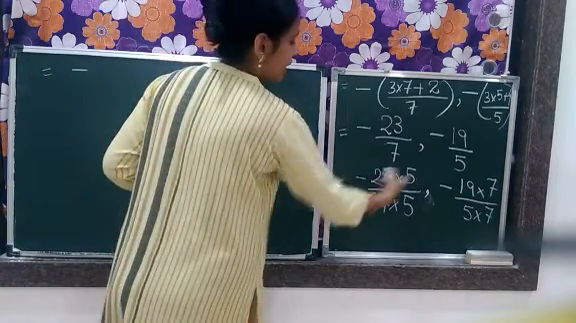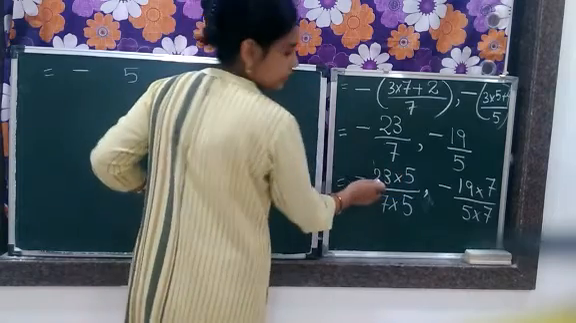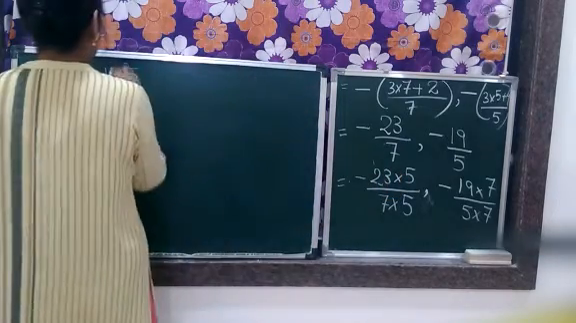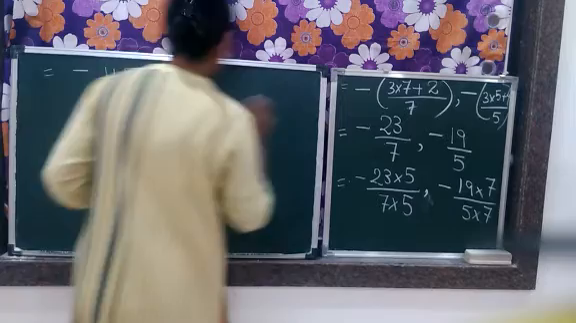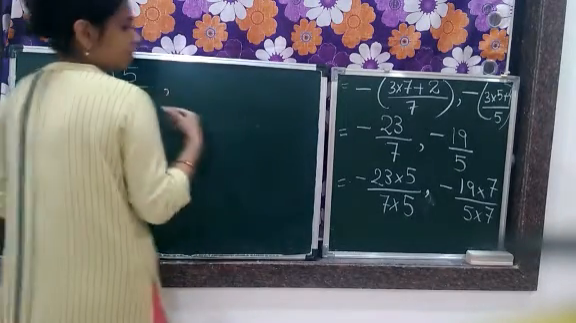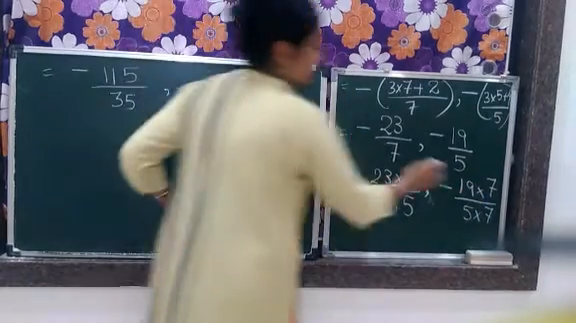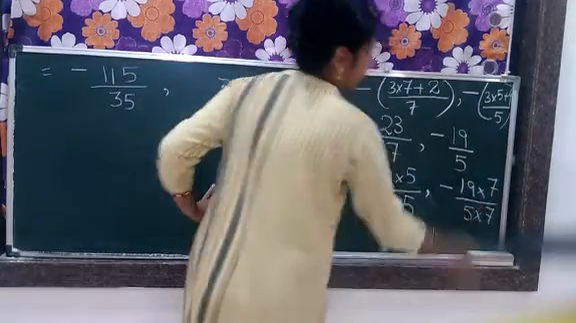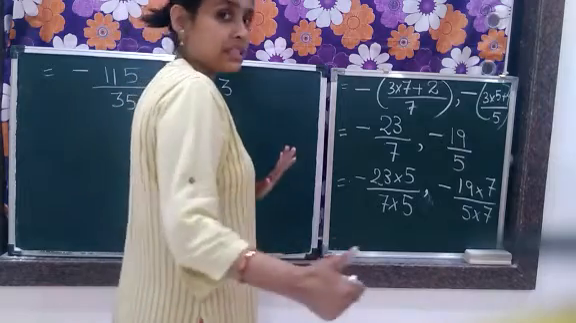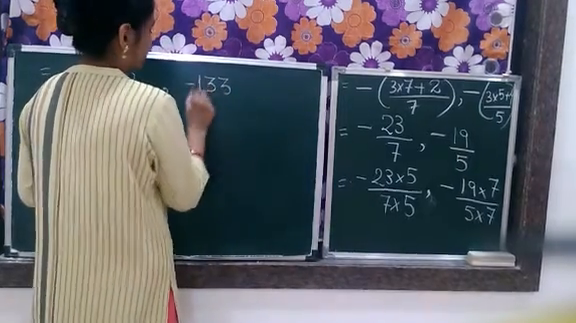Now multiply. 5 3s are 15, 1 goes carry, 5 2s are 10 plus 1, 11. 7 5s are 35, put a comma. 9 7s are 63, 6 is carried. 7 1s are 7 plus 6, 13. So 133.